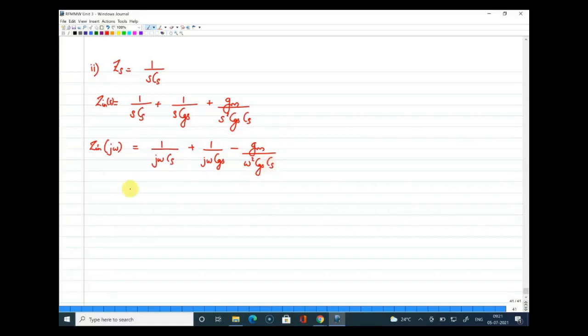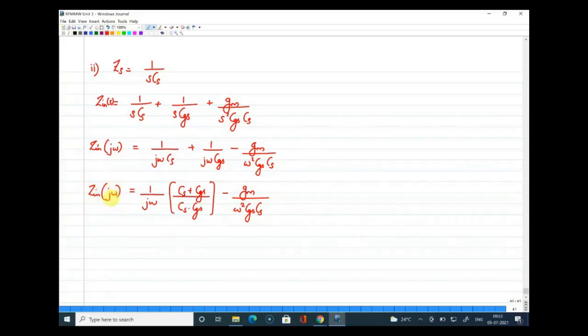Now, if I write this in a better form, I'll take 1 by j omega common here. Then I have 1 by CS plus 1 by CGS, which can be written as CS plus CGS divided by CS into CGS. This is the form I get by combining the first two components. And the second component is minus GM divided by omega square into CGS into CS, which is the input impedance now when you add a capacitor at the source node.